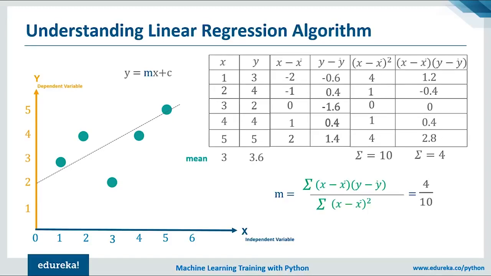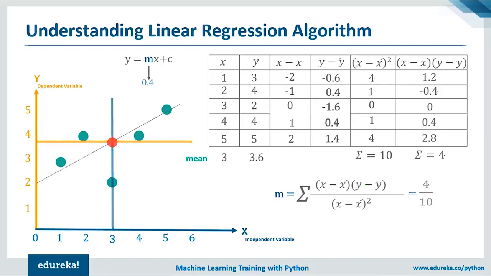So let's fill all the points into the equation and find the value of c. We have y as 3.6, the mean of y. m is 0.4, which we calculated just now. x is the mean value of x, that is 3. So we have the equation 3.6 equals 0.4 multiplied by 3 plus c. That is 3.6 equals 1.2 plus c. So what is the value of c? That is 3.6 minus 1.2, that is 2.4. So we have m equals 0.4 and c as 2.4.